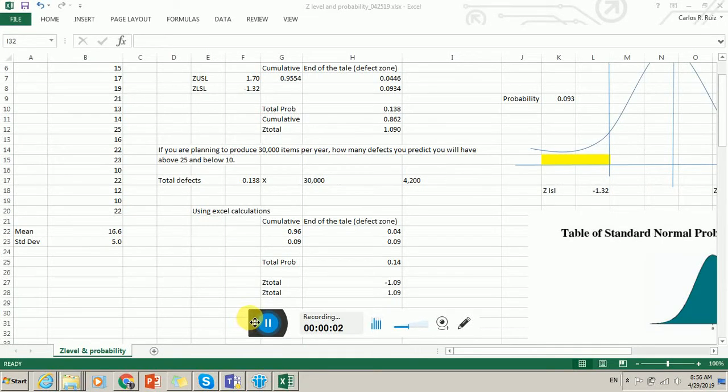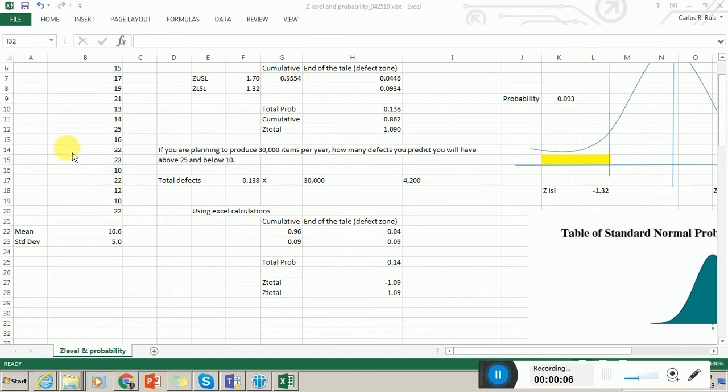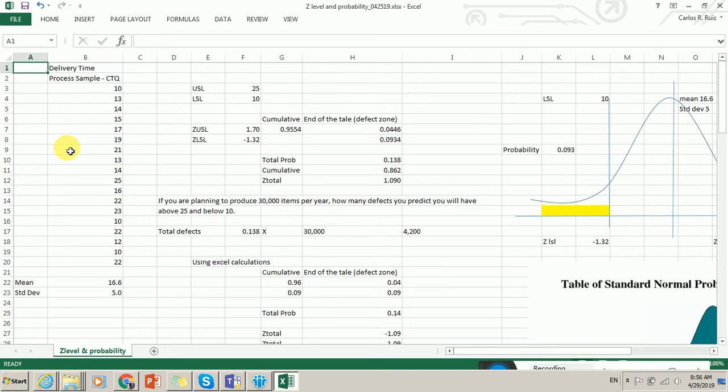Hello, this is Carlos Reyes, and in this short video, I'm going to walk you through the calculation of a Z level and also the link between the Z level and the probability of defects.